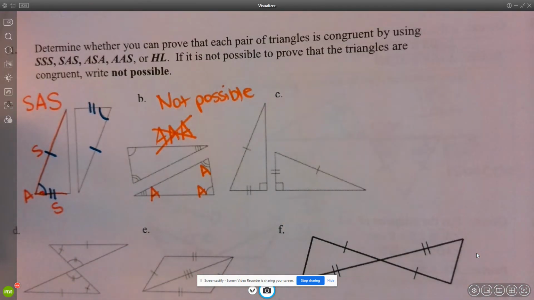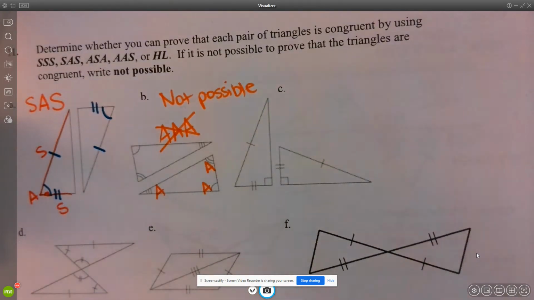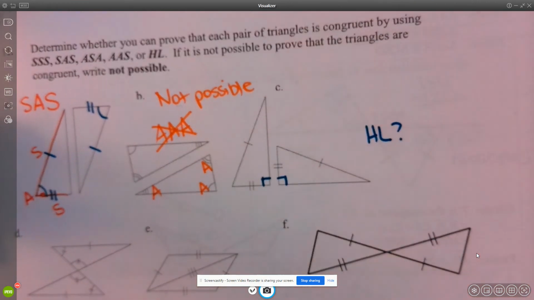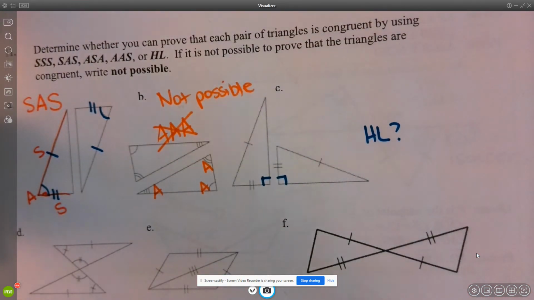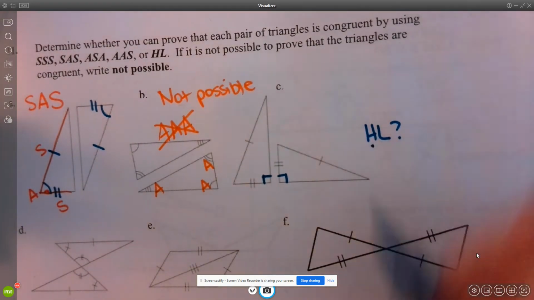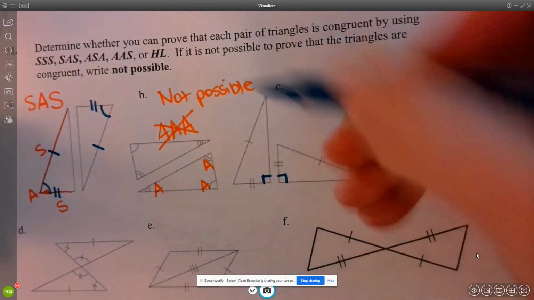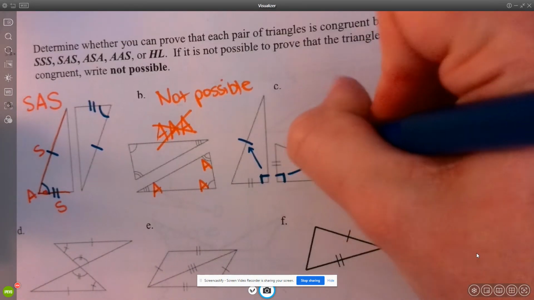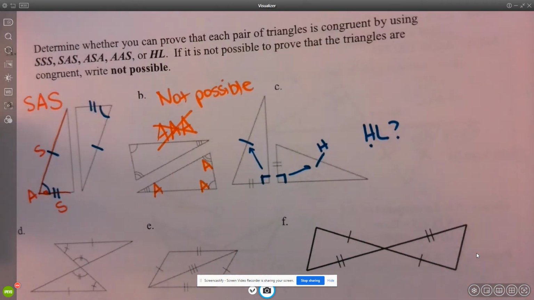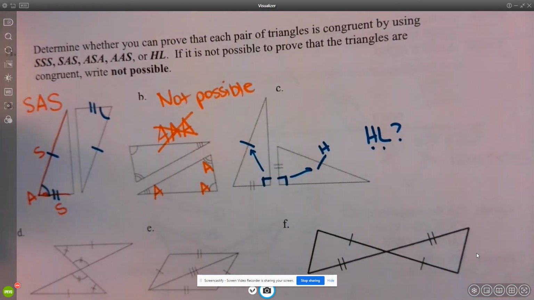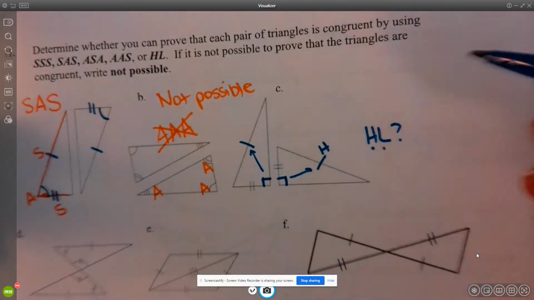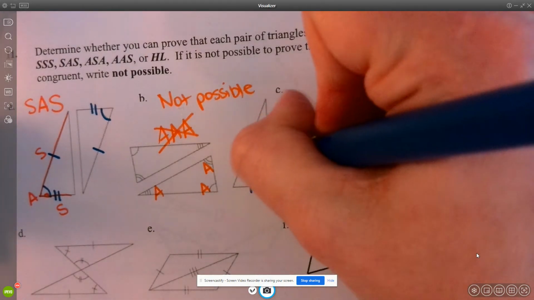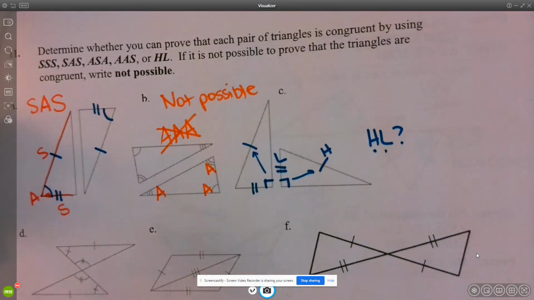In part C, I first noticed that we are working with right triangles. So my first go-to is to check to see if it's hypotenuse leg. To do that, I'm going to look to see first, are the hypotenuses of the right triangles congruent? Look at the side opposite the right angle. We do have a hypotenuse that is congruent. Is one of their legs congruent? So look at the other sides of the triangle. Here's a leg. It is congruent to a leg in the other triangle. So this is hypotenuse leg.